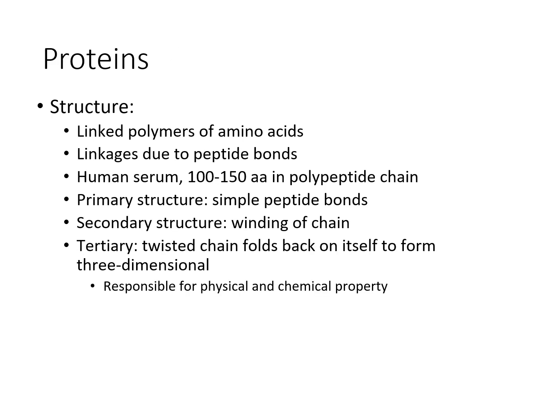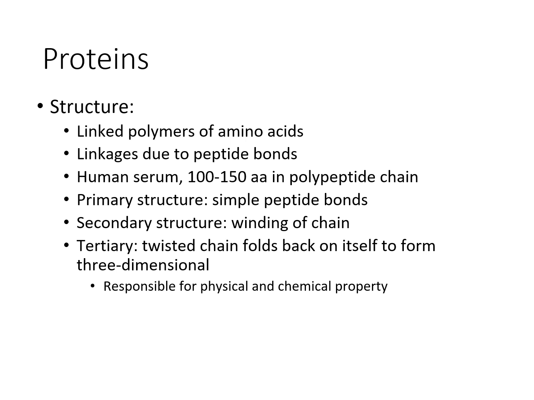So proteins, the basic structure. Proteins are linked polymers of amino acids. Amino acids are connected by peptide bonds which form polypeptide chains. Typical human serum proteins contain 100 to 150 amino acids in each polypeptide chain.